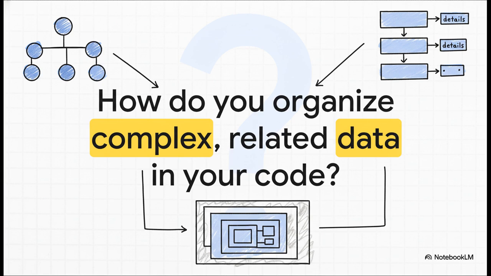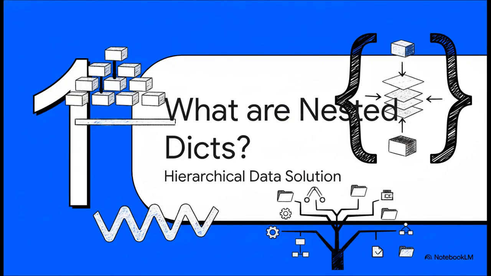So, let's just start with a problem that I know you've run into, because every programmer does. You've got all this data, right? And it's all connected, but it's got layers. Like, think about a family tree, or maybe employee records with names, departments, start dates, all that stuff. How do you possibly keep that from becoming a tangled mess in your code? Well, good news, Python has this awesome built-in tool just for this, the nested dictionary. It's pretty much made for handling exactly this kind of layered or hierarchical data. So let's get into what that actually means.